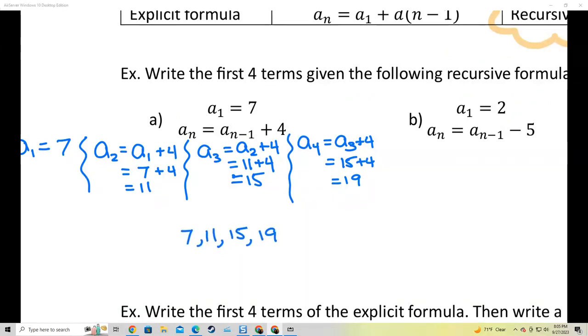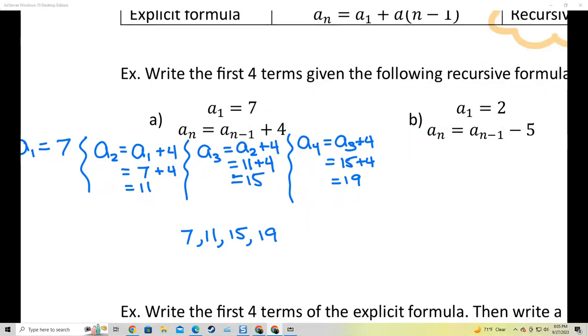And if you notice what's happening each time in that sequence, I'm just adding 4. And that makes sense because this is telling you like, hey, in order to get your current term, you need to get the previous one and just add 4 to it. You're just going to keep adding 4 each time to the one before it, okay?